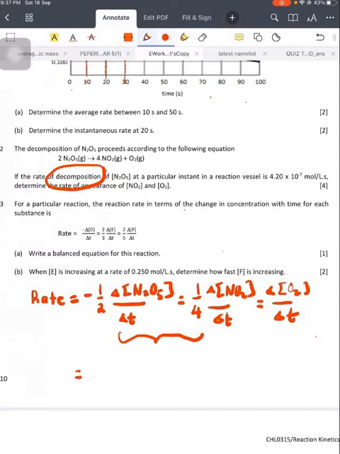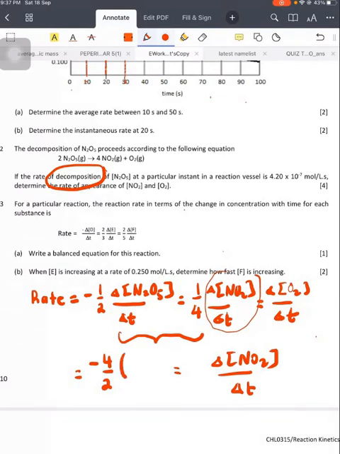If we rearrange, we want this one, so we leave it there. It becomes delta NO2 over delta T. This 1/4 we move over there, and it becomes negative 4/2, right? Given in the question the value is 4.2, but because of the word decomposition earlier, you all must put the negative sign. Negative 4.2 times 10 to the power of negative 7 in here.